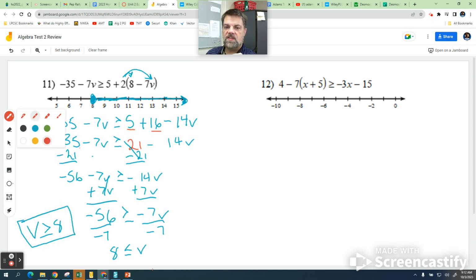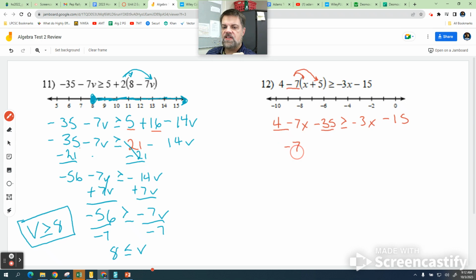Again, I'm going to distribute this negative 7 through the parentheses. So 4 stays the same. Negative 7 times x is negative 7x. Negative 7 times 5 is a negative 35. Is greater than or equal to negative 3x minus 15. Again, looks like we're going to have to combine some like terms. So we get negative 7x. Negative 35 plus 4 is negative 31, right? Greater than or equal to negative 3x minus 15.